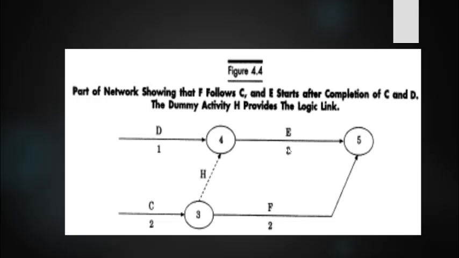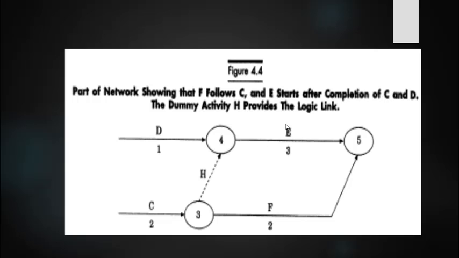Then the E activity you can start. But without completing these two activities, you cannot start E. But you can start F after the completion of C, because there is no interrelationship between the starting of activity F and the completion of D. The activity D will not show any effect on the activity F, but the activities C and D will affect the activity E. So there is a relationship between C and D for starting the next activity E.